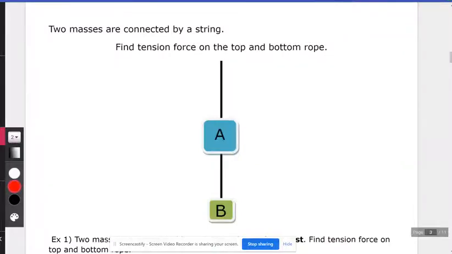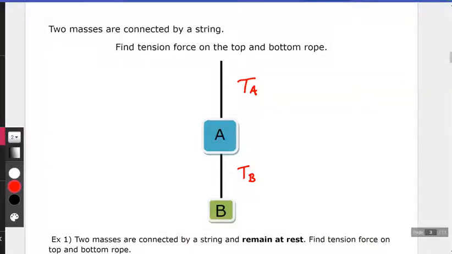All right, we have two boxes held by two different tensions. Obviously, this tension has a greater tension than that. We'll give them two different names, TA and TB, just because. This is the top tension, TA, and the bottom tension, TB. This system's at rest, we're told.